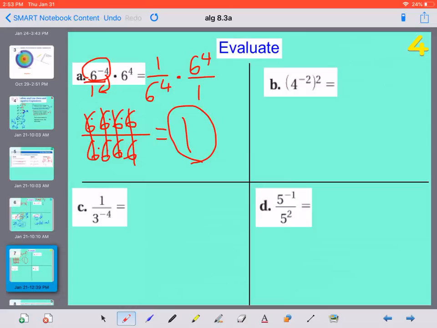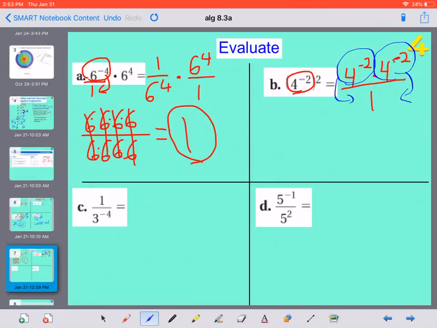Here we have a negative 2 to the 4th power, or 4 to the negative 2 power. So what we're going to do is we have 2 of those. So we would have 4 to the negative 2 times 4 to the negative 2, and that's all over 1. Now these are both negative, so what I'm going to do is I'm going to take these both and move them down to find the reciprocal.